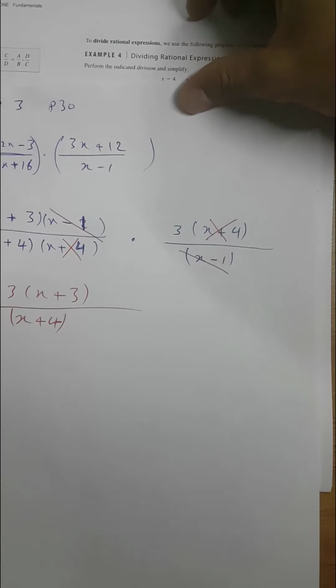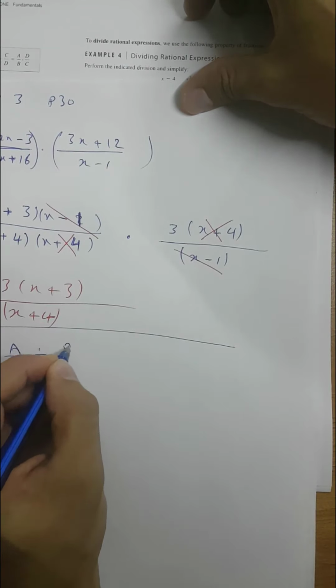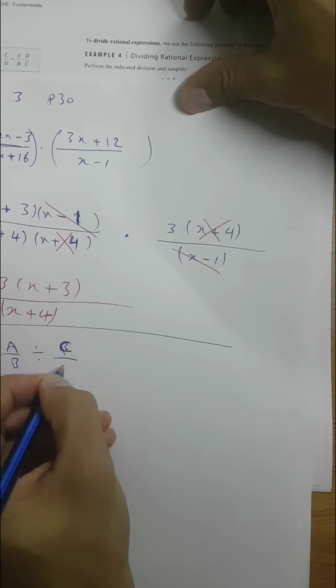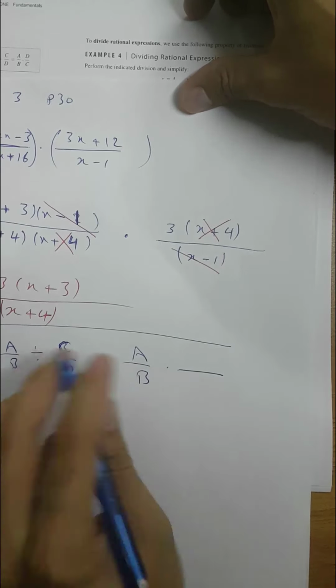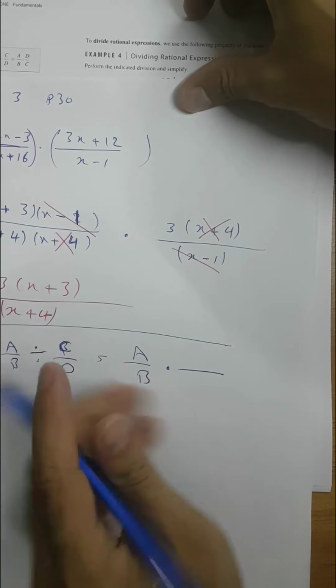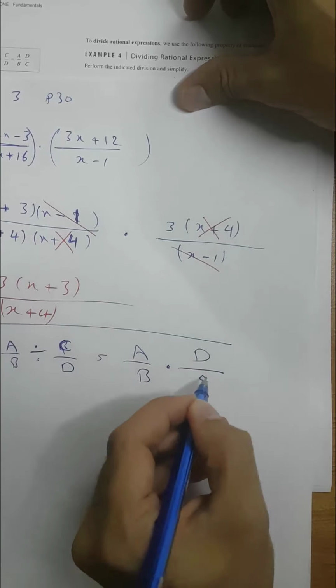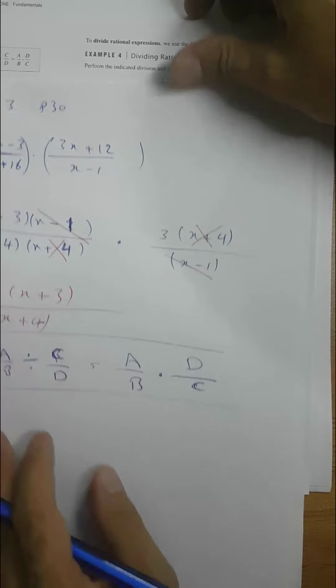Okay, now again we have division. How do we divide? If I have a over b divided by c over d, how do we divide? As I told you before, we had it in 1.2, I think. We change that division to multiplication, and we reverse the second part. That's all. And if there's a cancellation, we will do it if there's a common factor.